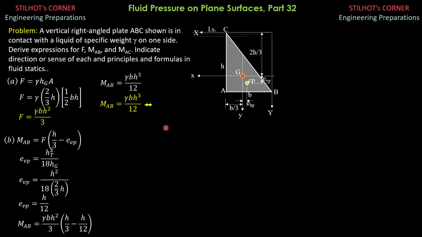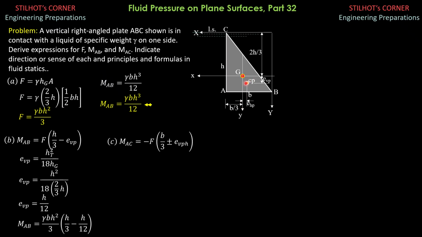So that's positive. Next is moment about axis AC. So if the force is directed backwards, and if we curl our four fingers, the direction of moment about AC is in that direction, which is opposite to the positive direction, so it's negative. So moment AC is equal to negative of F quantity, moment arm would be this distance.